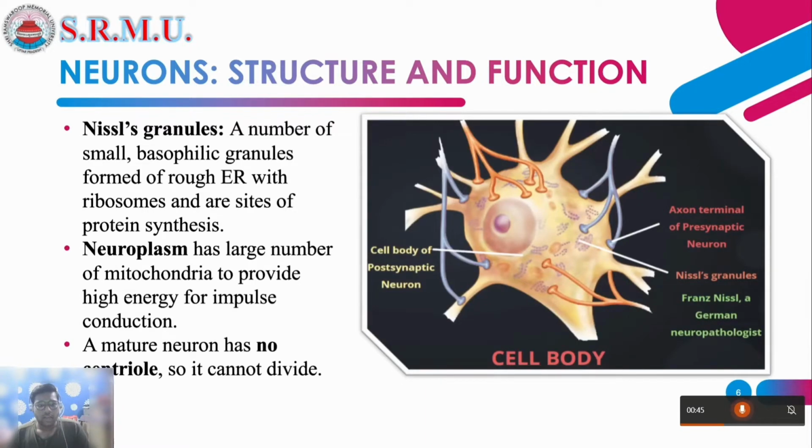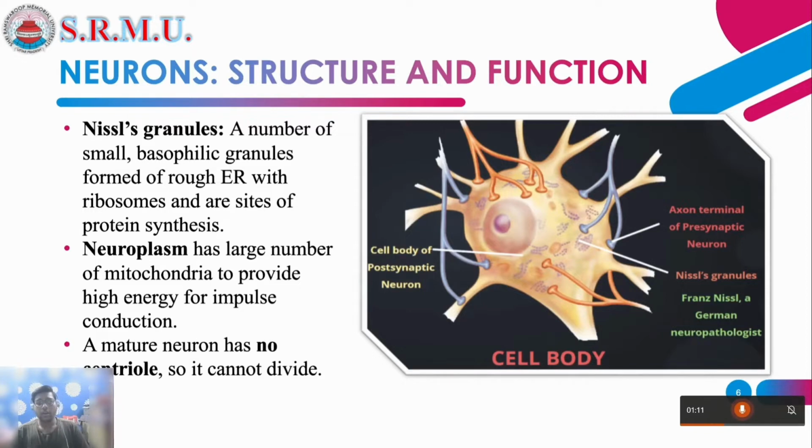A cell body has Nissl granules, which are a number of small basophilic granules formed of rough endoplasmic reticulum with ribosomes and are the site of protein synthesis. Cell body contains neuroplasm, which is essential for high energy impulse conduction, as it has a large number of mitochondria, so it provides more energy, which helps in conduction of impulse.